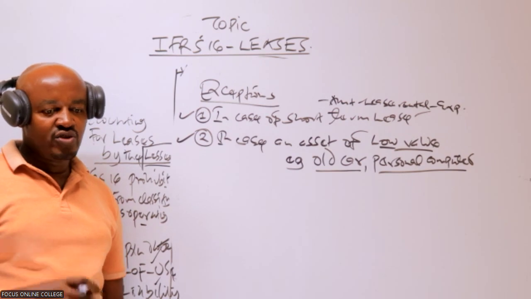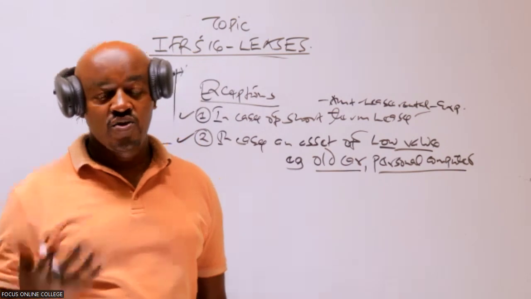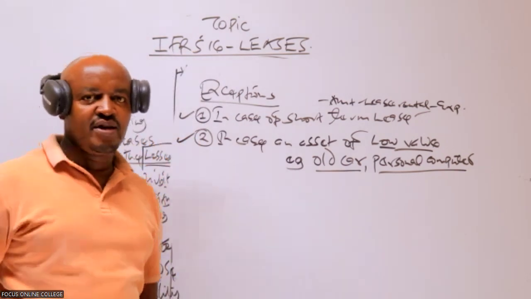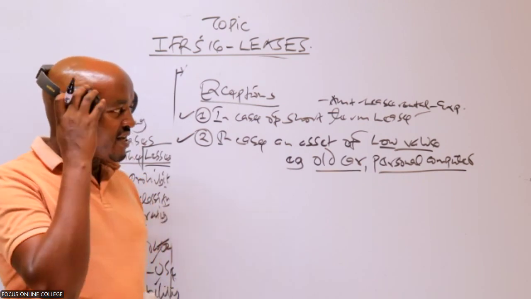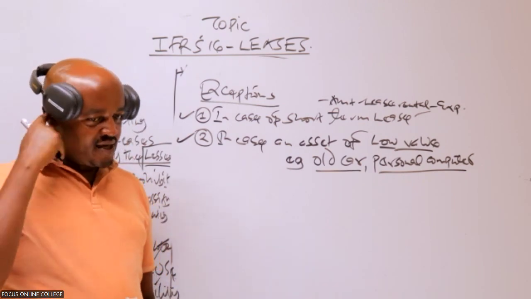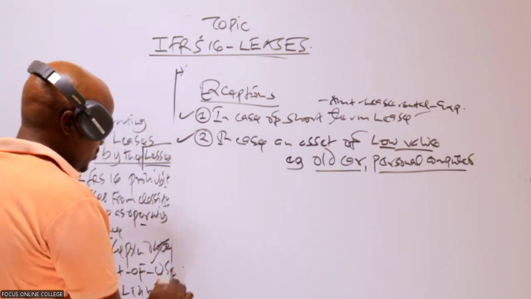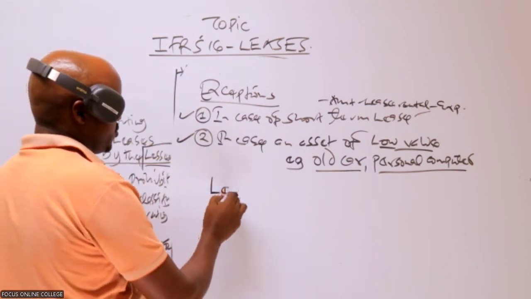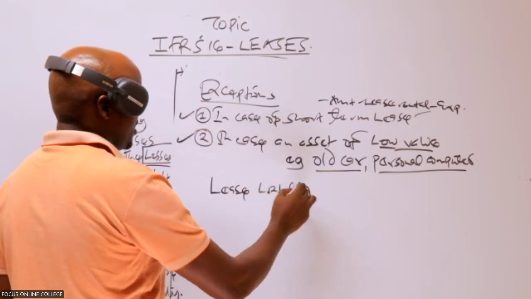we are saying you don't have to recognize the right of use asset, and also the liability. So the amount you are paying as rentals, just recognize that as an expense in the statement. Then we can come back to this and look at how we determine these two values, the liability and the right of use asset.